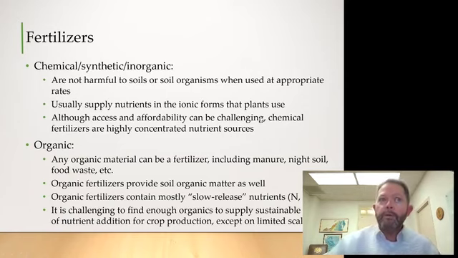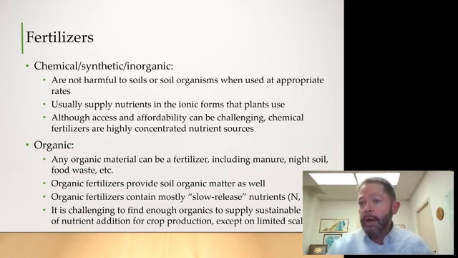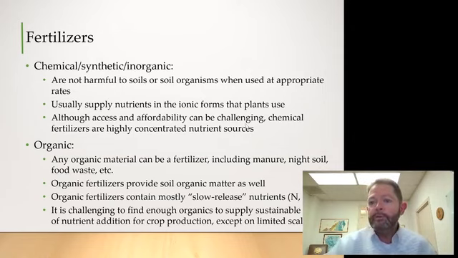There are also organic fertilizers. Any organic material can be a fertilizer, including manure, night soil, which is human waste, food waste, etc. They also supply organic matter, which is a great thing. Chemical fertilizers do not supply organic matter. Organic fertilizers mostly contain what we call slow-release nutrients that have to be decomposed by soil microorganisms before they're available to plants. It's challenging, though, to find enough organics to supply sustainable levels of nutrient addition for crop production, except on limited scales.